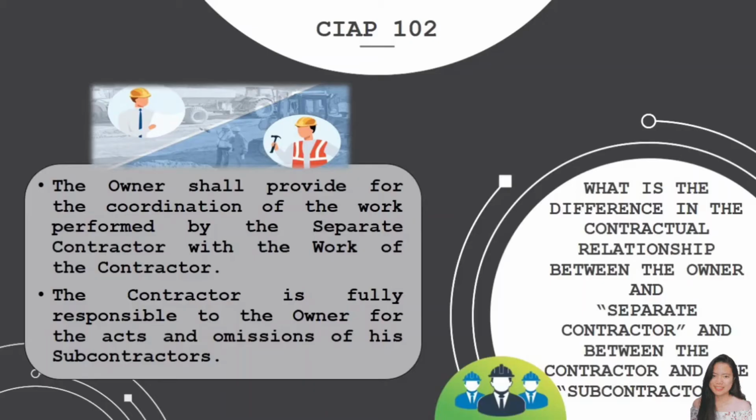But what is the difference in the contractual relationship between the owner and the separate contractor and between the contractor and the subcontractor? The difference in the contractual relationship between the owner and the separate contractor is that the owner shall provide for the coordination of the work performed by the separate contractor with the work of the contractor. On the other hand, the difference in the contractual relationship between the contractor and the subcontractor is that the contractor is fully responsible to the owner for the acts and omissions of his subcontractors.